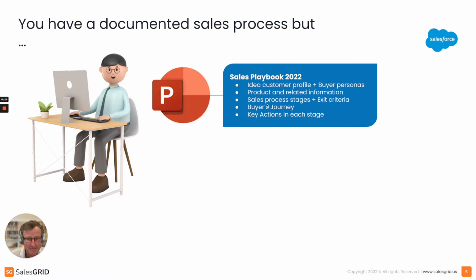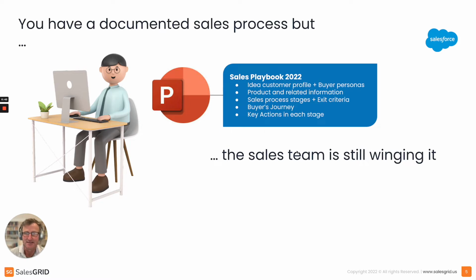It goes through all the key points, ICP, your buyer personas. It includes heaps of information about the product, maps out the sales process, aligns it to the buyer's journey, and then maps out all the key actions that people need to execute in each stage. So it looks unreal, and yet the sales team are still winging it on big deals. And there's really three key reasons for this.